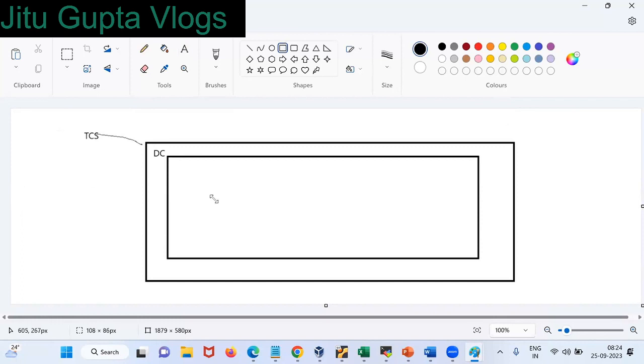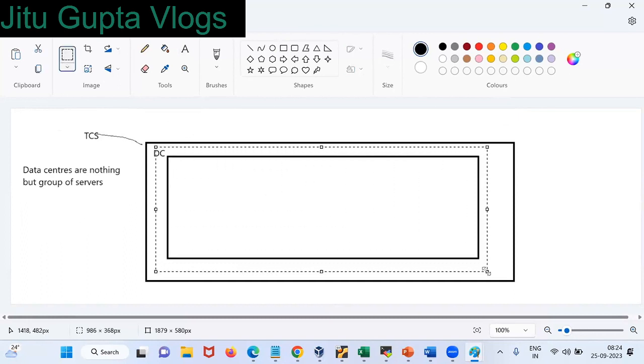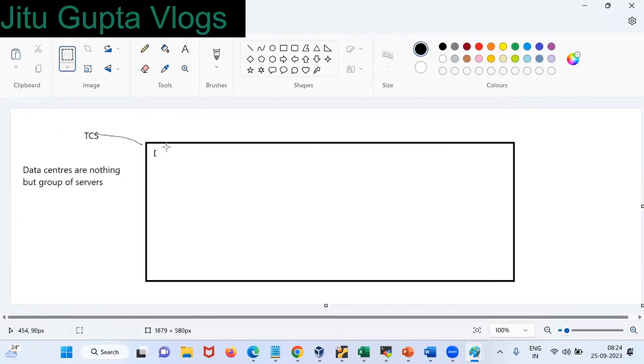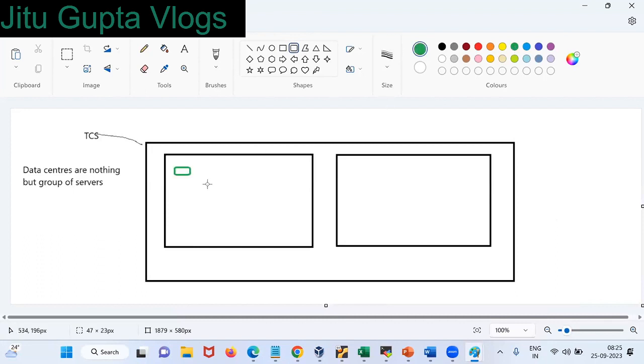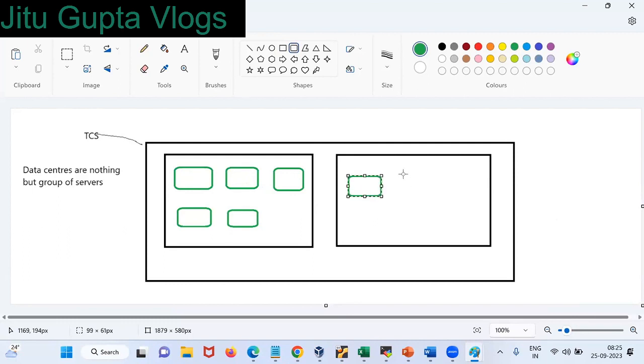Wait. Okay. I'm just removing this one. Guys, data centers, it's not for only one data center, right? Many data centers are there, right? On-premises also. So I'm just redrawing this one. Data center 1, data center 2. Clear? So inside data centers, again, servers are there. Servers. Clear? This is a structure in on-premises.